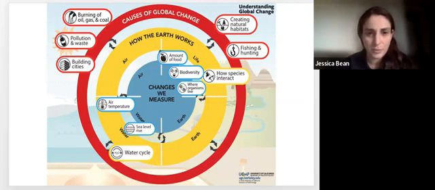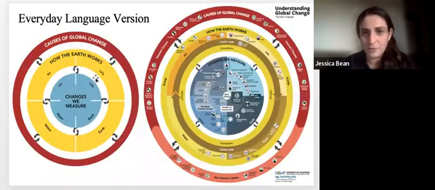I do just want to show you really quickly, though we're not going to have too much time to unpack it, there's a really complex version of this diagram that has a lot of different concepts and ideas represented. We call this the everyday language version, because instead of saying things like ocean circulation, we say movement of water in the ocean. So we make the language more accessible to all learners of any age, but we see this working well with younger learners especially.